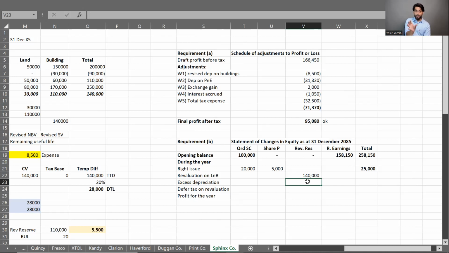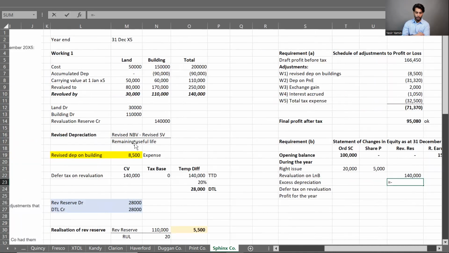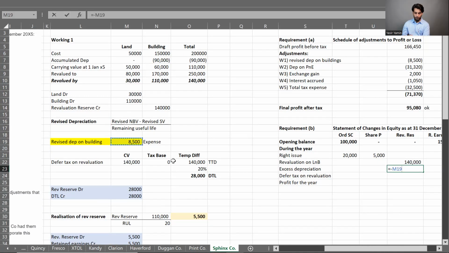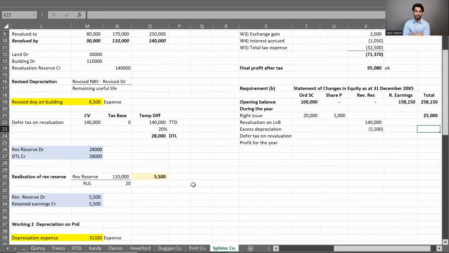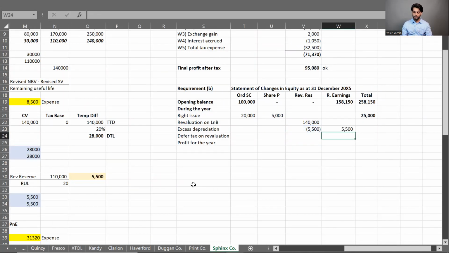But some of the revaluation reserve, if you remember it correctly, was transferred to retained earnings. So basically the money was taken out of revaluation reserve and put into retained earnings. If you want to take money out of revaluation reserve, you take a minus sign. How much was it? The excess depreciation, it was 5,500. So you subtract this from revaluation reserve and add it to retained earnings. What is the net effect? Zero. It is just a reclassification of reserve, nothing else.